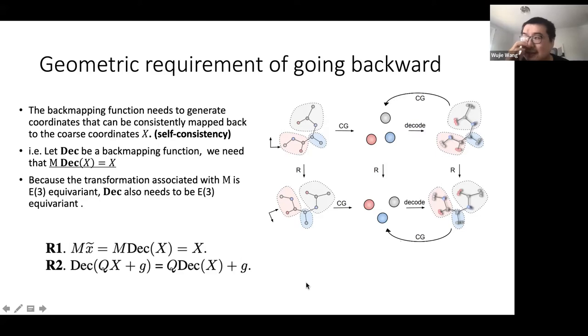The reason why you need that is that, as I mentioned, when you're backmapping, you want to make sure that your backmapped geometries are consistent or compatible with your coarse-grained geometry. So this is a hard-coded requirement you need to respect. If you fail to satisfy this, you cannot say that your backmapped fine-grained geometries represent the same thing that you want to represent.